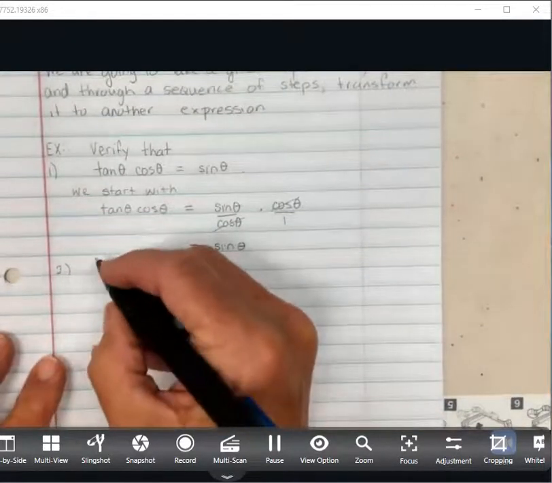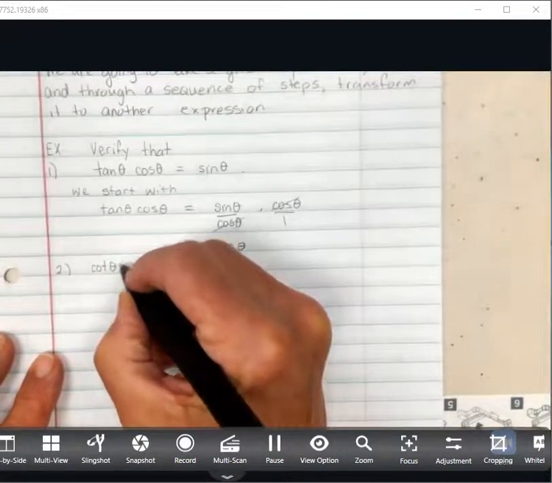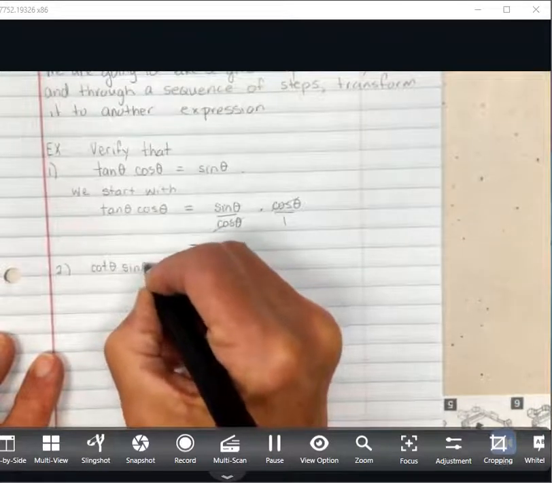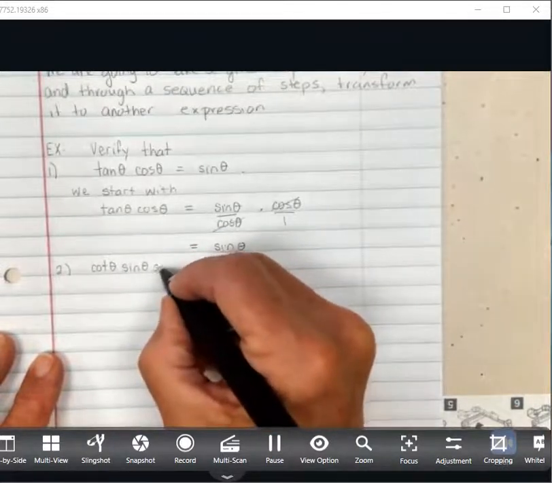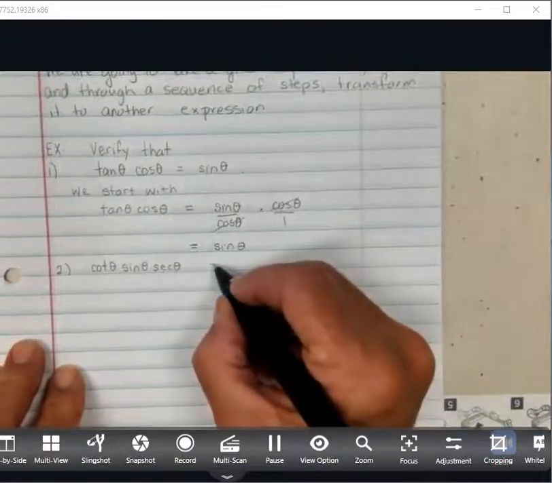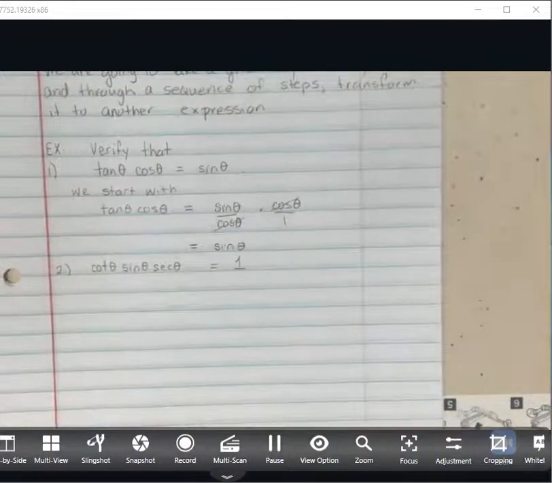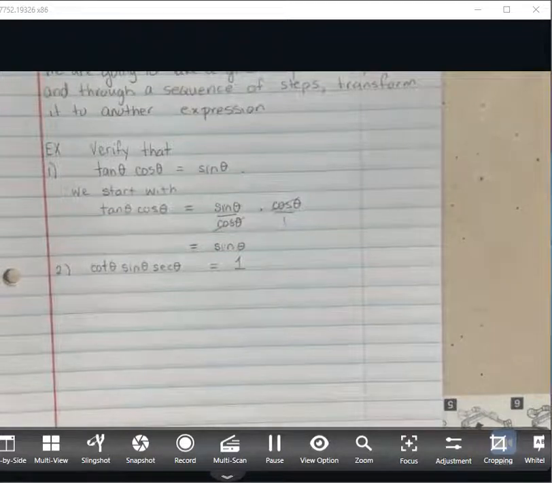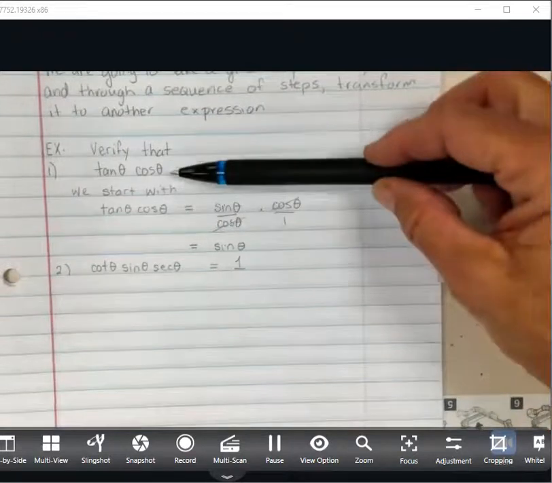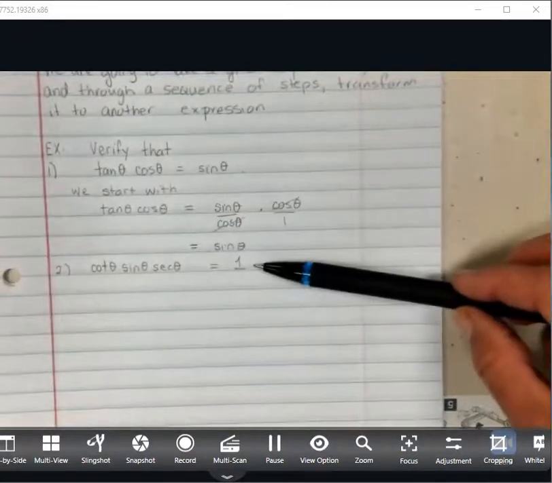Verify that you can take the product of the cotangent of theta with the sine of theta with the secant of theta. When you multiply those three things together, show everybody that you can get one. So that's the statement of the identity. And I want you to go through the same sequence of steps. Rewrite the side that you're going to start with, and then start doing stuff to it.